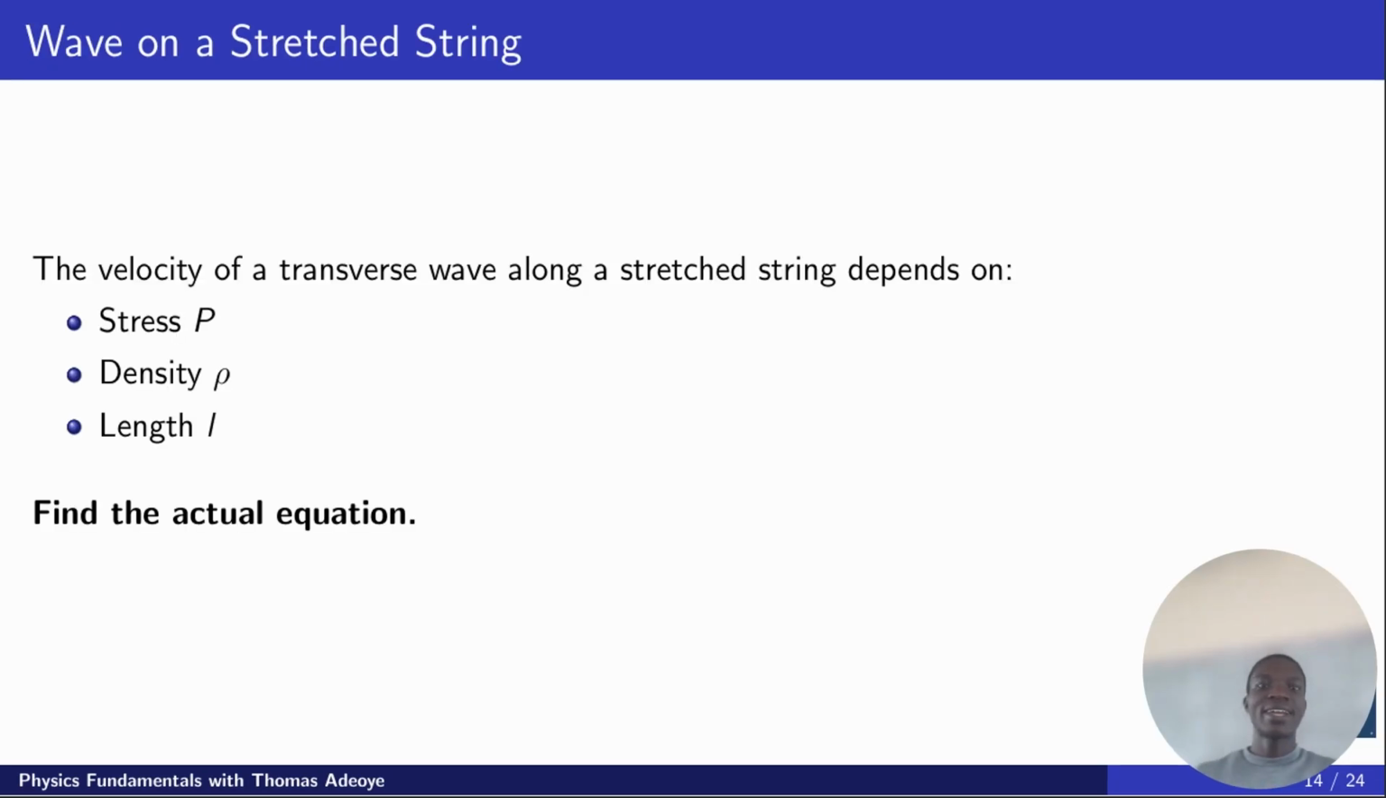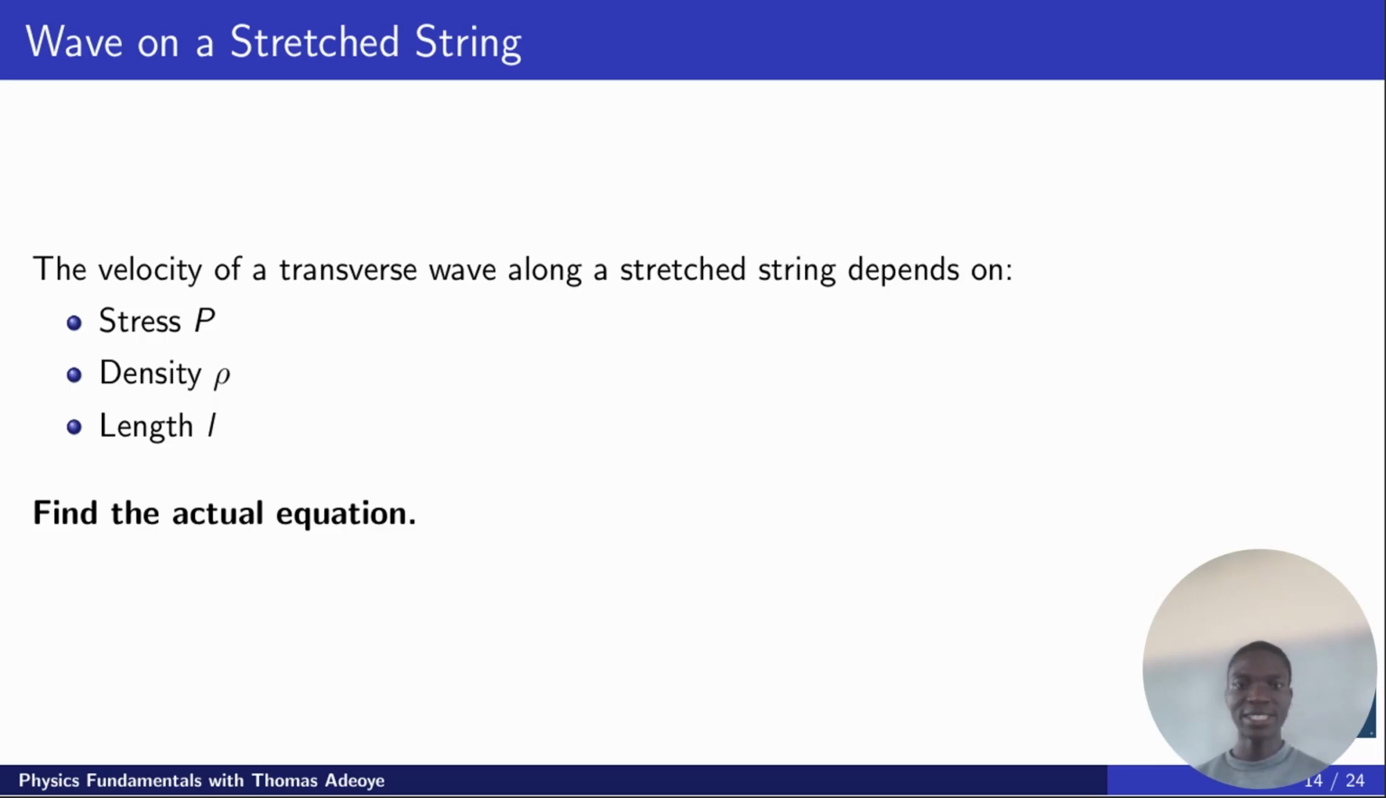Now, in this question, the velocity of a transverse wave along a stretched string depends on, okay, we can use dimensional analysis to derive an equation. So look at this question now. We want to find the expression that shows how velocity depends on stress, density, and length. And that's what we are going to do next.